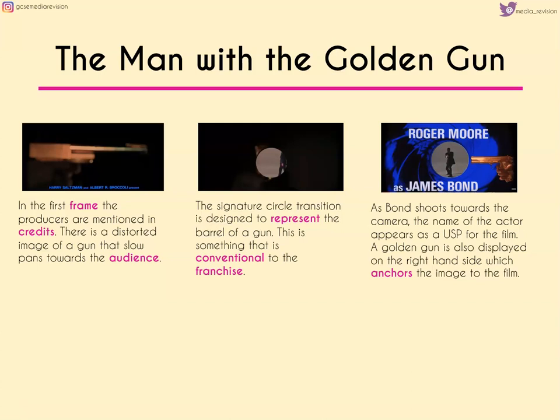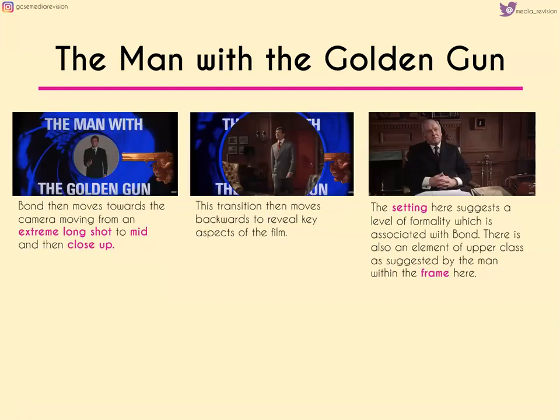We then get this signature part of James Bond movies where we have this circle transition that's designed to represent the barrel of a gun, and this is something that is conventional to the franchise, particularly as we can see in the next shot when Bond shoots towards the camera. Now as he does so, the name of the actor playing Bond appears as a USP for the film, and we also have a golden gun directed to the right hand side, which again anchors the image to the title of the film. As Bond moves slowly towards the camera, he moves from an extreme long shot to a mid shot, then a close-up, before the scene itself transitions to move backward and reveal key aspects of the film.